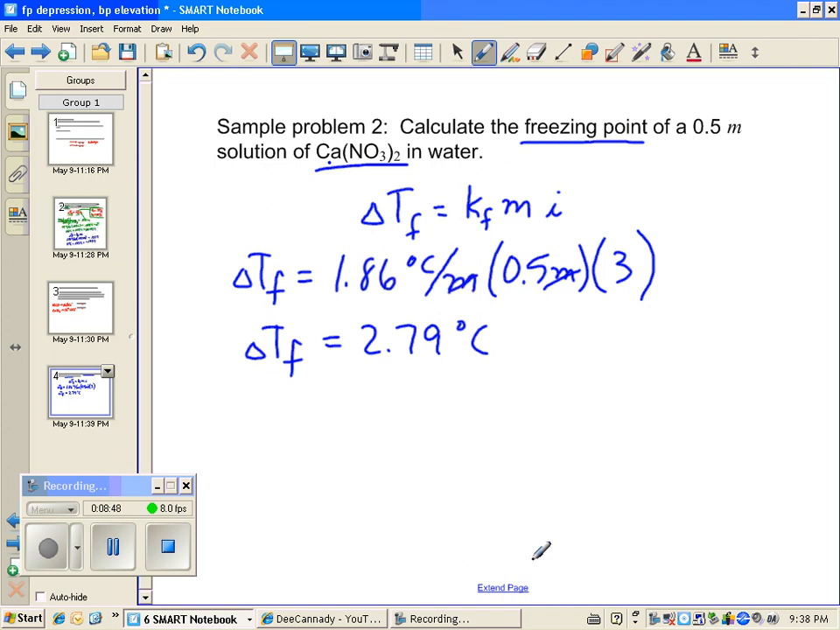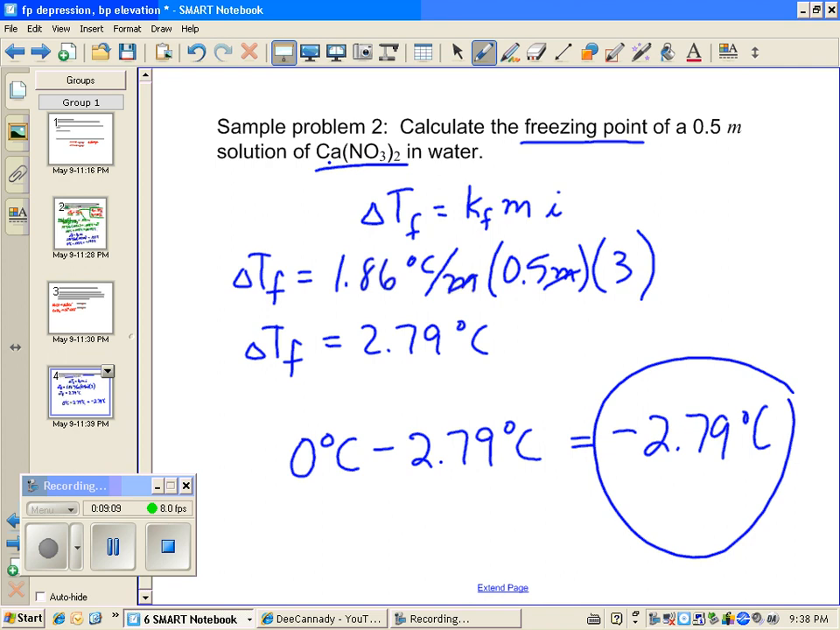Okay, so again, that gave me my change in temperature. The question didn't ask for what was the change in temperature. The question asked for what was the freezing point. Since the freezing point of water is normally 0, and freezing point depresses or gets lower, I'm going to subtract 2.79 degrees Celsius, and my answer is going to be a negative 2.79 degrees Celsius as my freezing point.